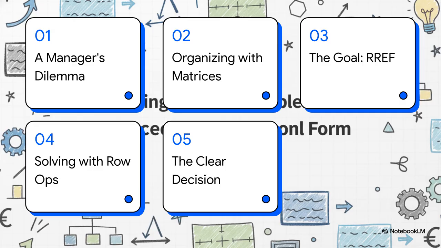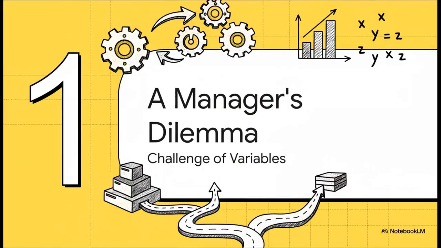It's structured to really build your understanding from the ground up. We'll start by looking at a realistic dilemma a manager might face. From there, we'll see how to translate that problem into the structured language of matrices. Then, we have to define our goal. What are we even trying to do? That's RREF. After that, we'll get into the nitty-gritty, the procedural steps, which are called row operations that get us to that goal. And finally, the most important part, we'll translate our mathematical answer back into a clear, actionable business decision.